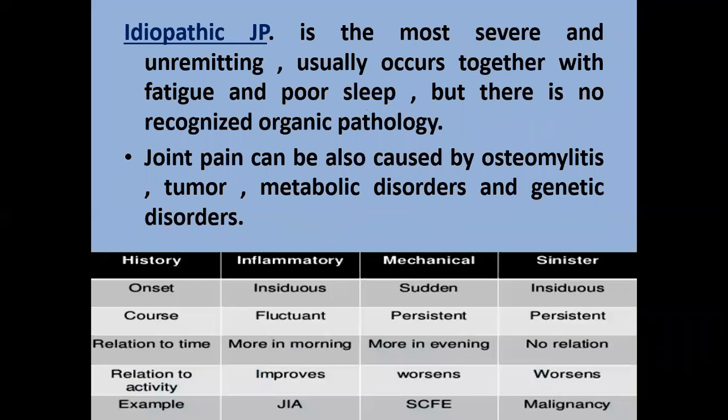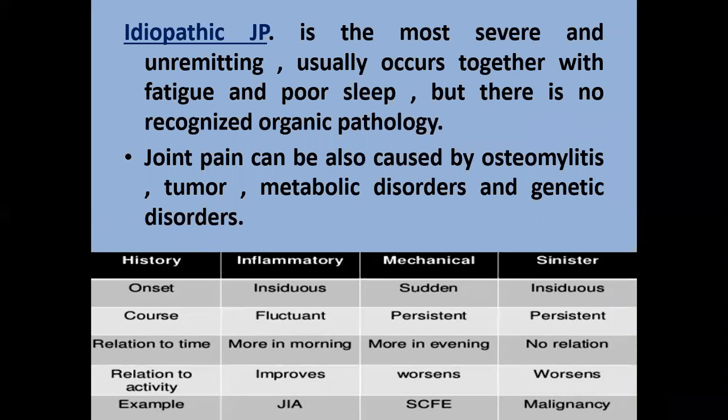Joint pain also can be caused by osteomyelitis, tumor, metabolic disorders like rickets, diabetes mellitus, hypo- and hyperthyroidism, and genetic disorders. Here there is a diagram that shows the difference between these three types and the sinister joint pain, which is caused by malignancy.